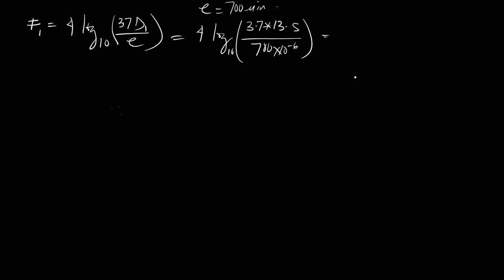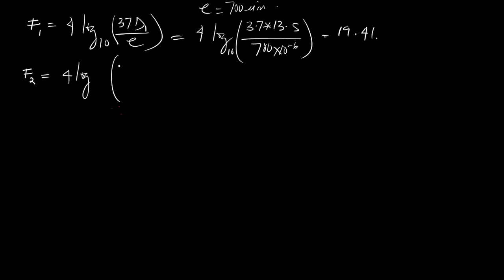So this will give us 4 times log of 3.7 times 13.5 divided by 700 times 10 raised to power minus 6, bracket close, equal to 19.41. So that is F1.